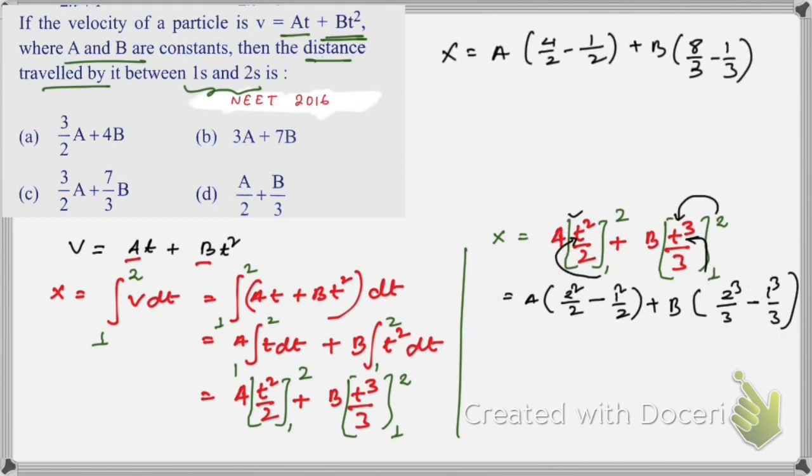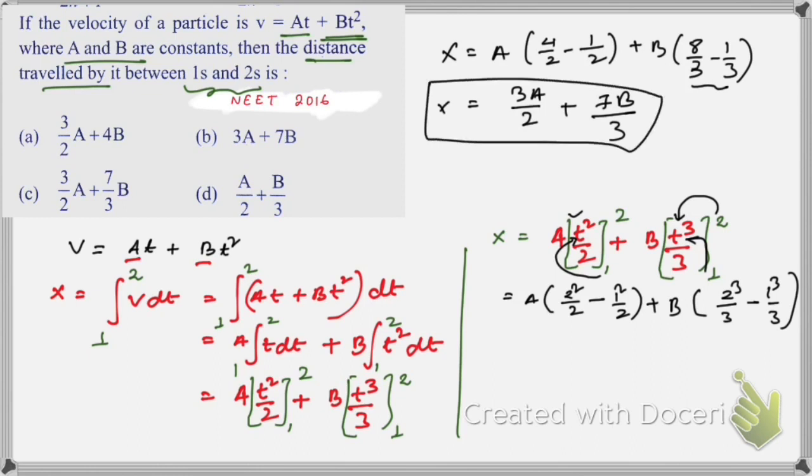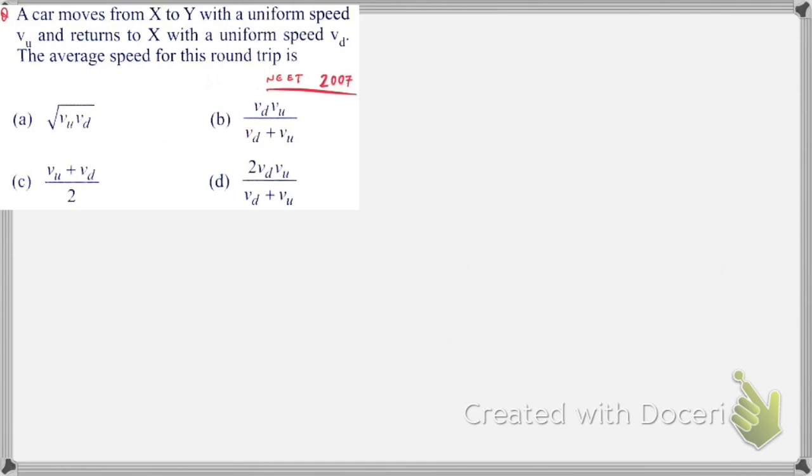If you subtract these two, then what you will get? 3a by 2. And if you subtract these two, then what you will get? 7b by 3. So this is the displacement we have got. So which option is correct? Option C, right? So option C is correct. So hope you have understood this. Now let's move on to the next question.